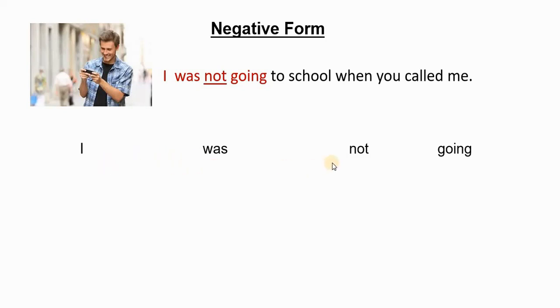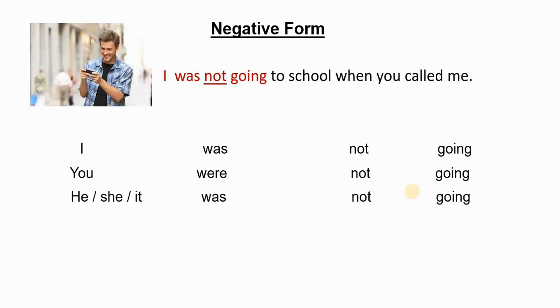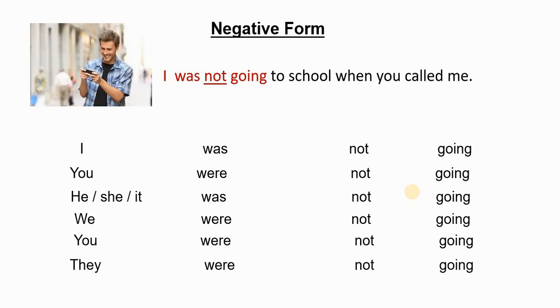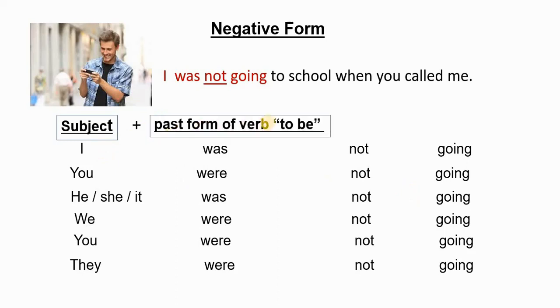I was not going. You were not going. He, she, it was not going. We were not going. You were not going. And they were not going. So we have the subject plus past form of the verb to be.